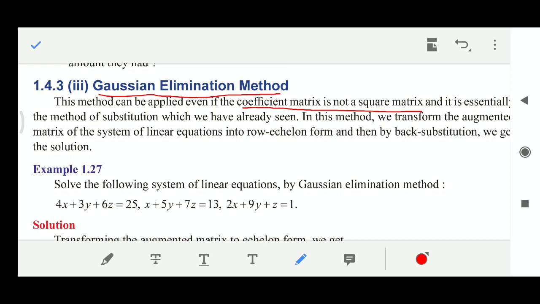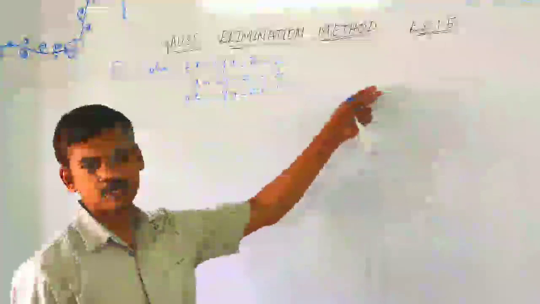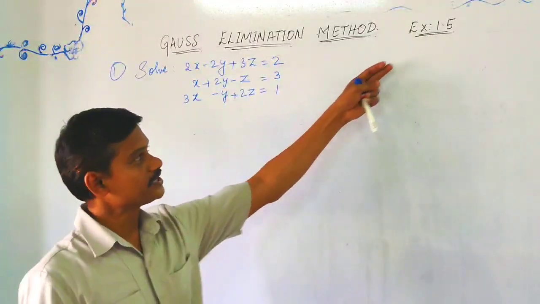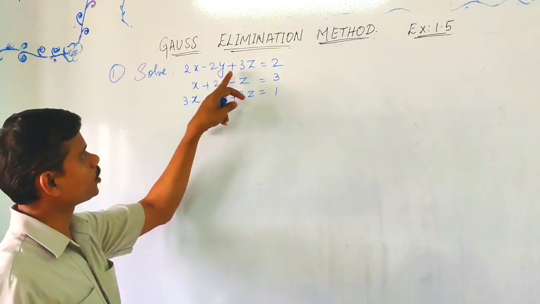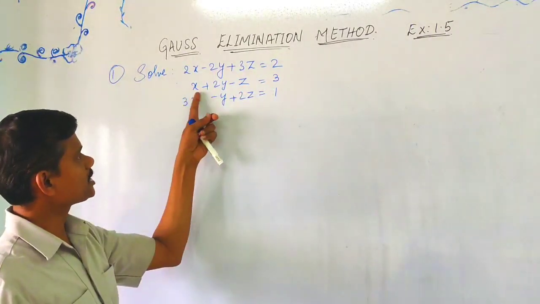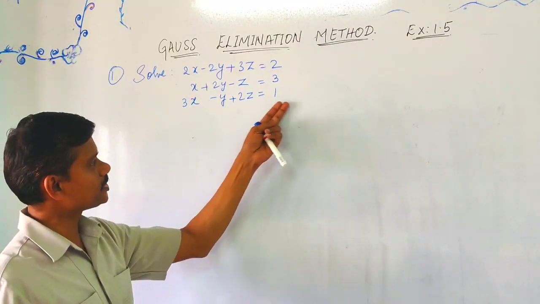First, we have to transform the augmented matrix of the system of linear equations and convert it into row echelon form. Then by back substitution, we get the solution. Now using the Gauss elimination method, we are going to solve the given equations in exercise 1.5. First question: 2x minus 2y plus 3z equals 2, x plus 2y minus z equals 3, and 3x minus y plus 2z equals 1.